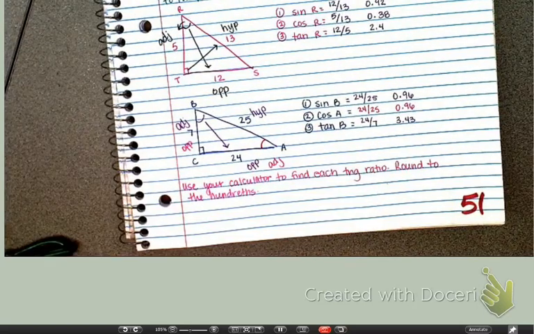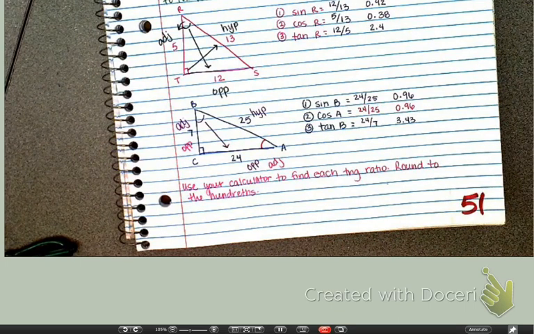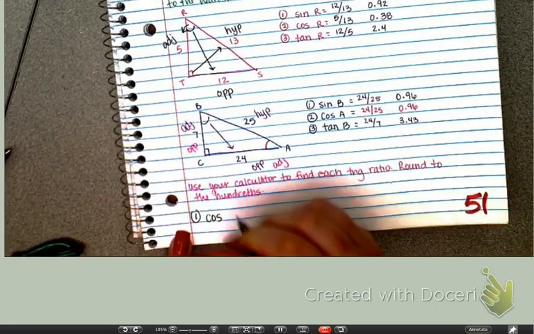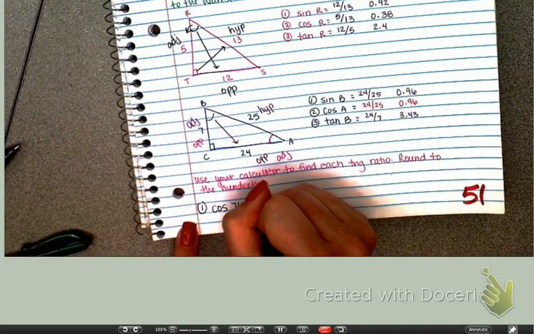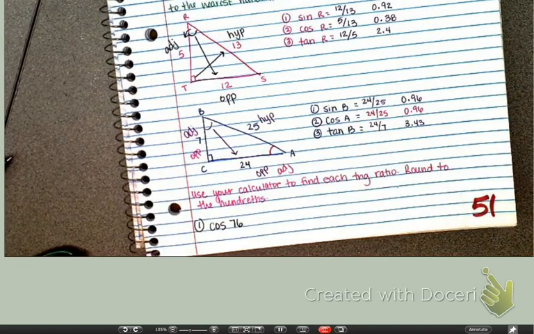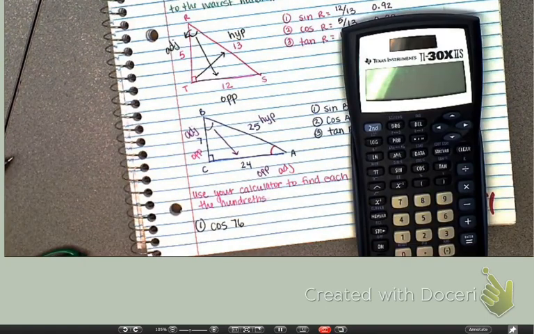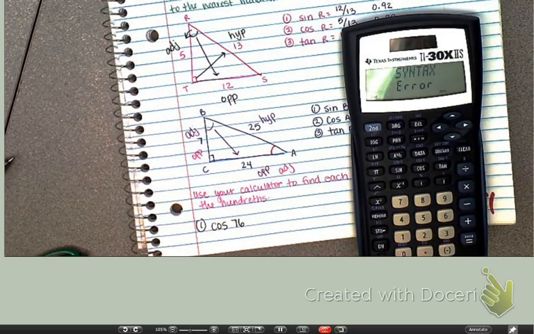Okay, so we're going to use our calculator to find each trig ratio, and we're going to round to the nearest hundredth. And I'm going to show you how to use your calculator. So the first one we're going to find is the cosine of 76. Now 76 is a degree. Okay? These angles, once we have different numbers, those will be degrees. Right? So, everyone have their calculator handy? Make sure it's on and doesn't say syntax error.